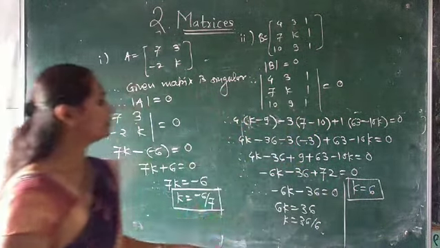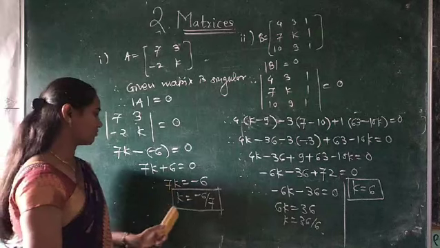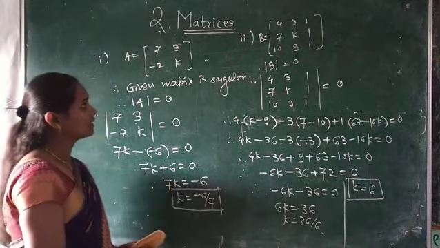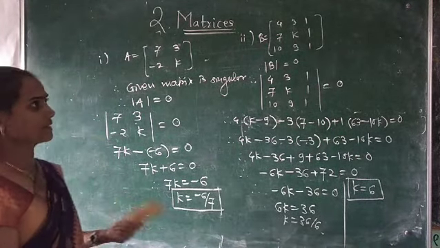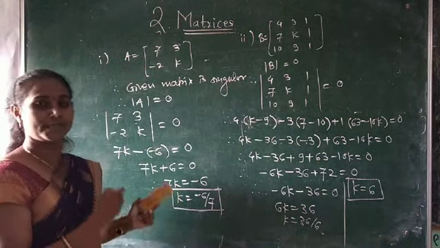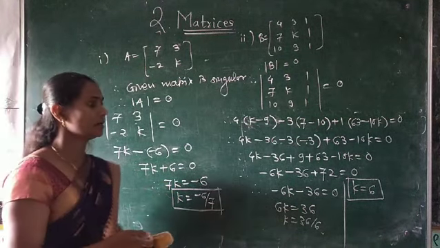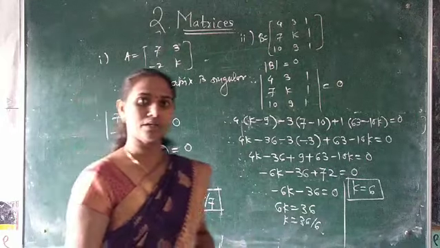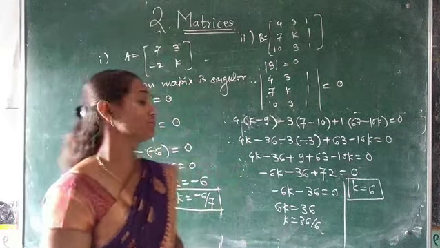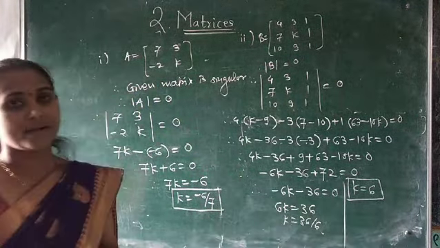So the value of K is equal to 6, and the answer of the first one is K is minus 6 upon 7. If you are given that the matrix is singular, then take the value of the determinant as 0 and solve the determinant. Now the third example you should try, and in the next lecture we will see the next point of the matrices. Thank you.